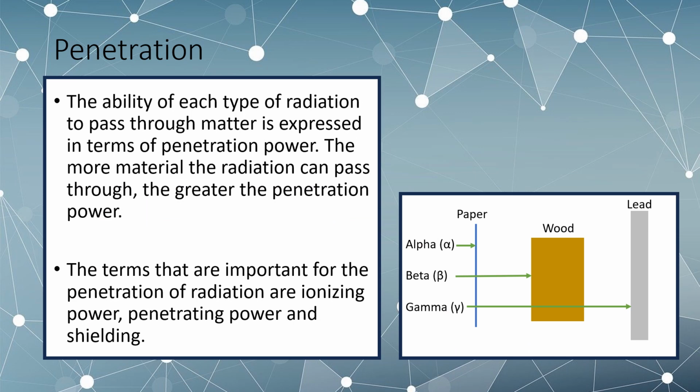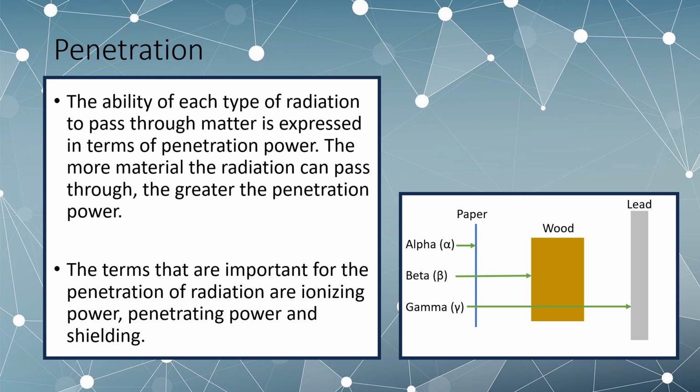Now that we've explored each type of radiation, let's look at some of the basic properties. One of the most important properties is the penetration power of each type of radiation. This is simply the ability of each type of radiation to pass through matter. The more material the radiation can pass through, the greater its penetration power is. Terms around this penetration that are important are also ionizing power, as well as the shielding provided for materials.